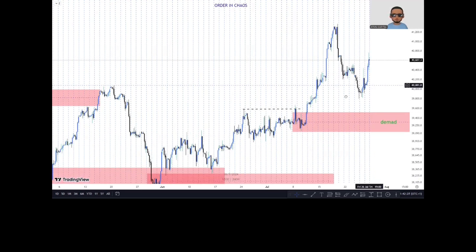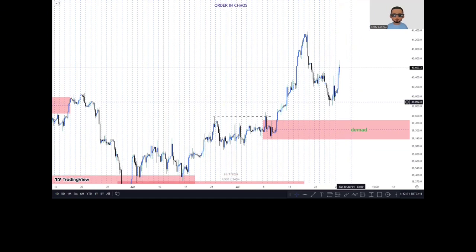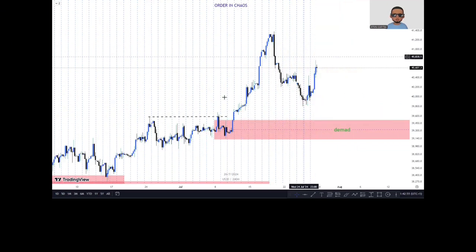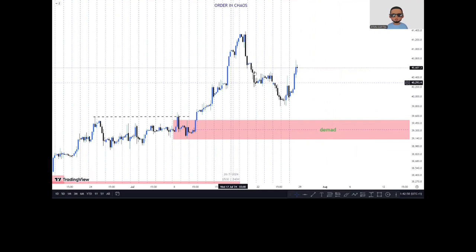So what I do next is I want to buy from discounts. I put my Fibonacci tool right here and drag it to that range. Anywhere below the 50% is a good area to look for buys, because the sellers will have been more exhausted, and the market will have taken out all the liquidity it needs, and then we start buying back.